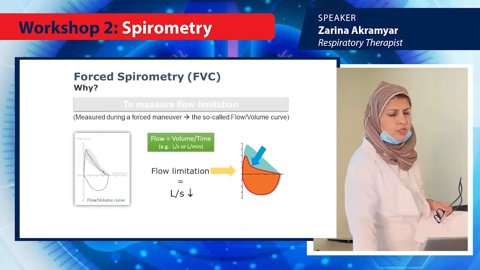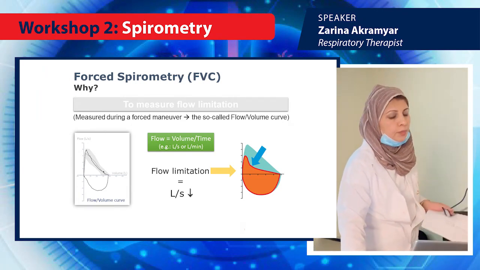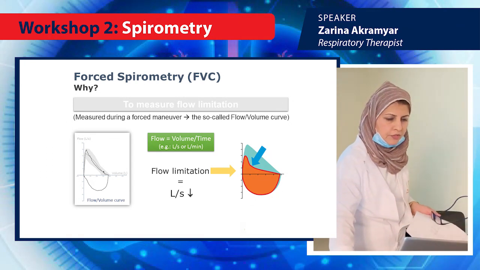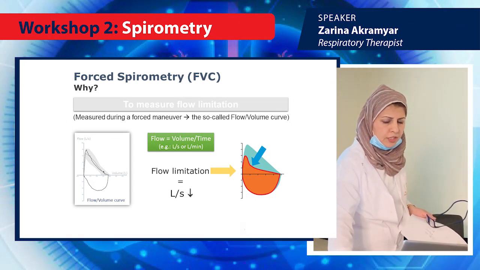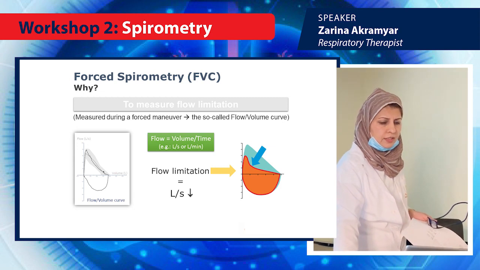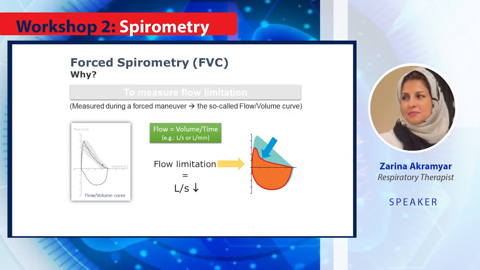Obstructive lung disease, you all know, includes asthma, COPD, emphysema, cystic fibrosis, and it shows the diameters of the airways are narrowed. What are the causes of this narrowing of the airways? Inflammation, tightness of the muscle around the airways, excessive mucus, loss of elasticity. All this can cause the flow limitation and the narrowing of the airways.